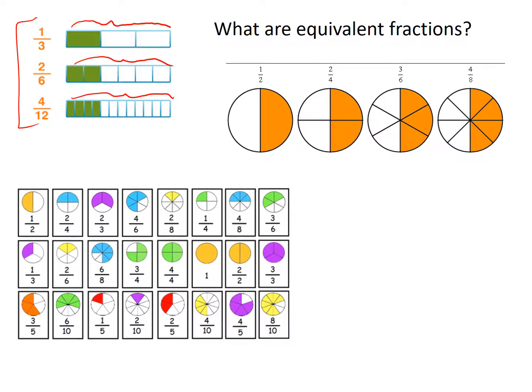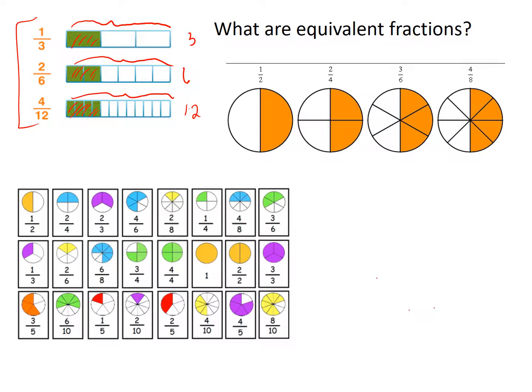But they're divided up into different numbers of pieces. This is divided into 3 pieces, this is divided into 6 pieces, and this is divided into 12. What makes them equivalent is that the same amount of the overall rectangle is shaded in all three. No matter how many pieces they're cut into, they cover up the same amount of the overall figure. Each covers exactly the same amount. That's what makes them equivalent.